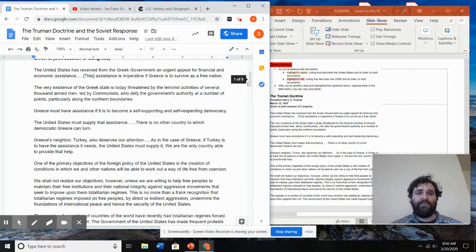The United States has received from the Greek government an urgent appeal for financial and economic assistance. This assistance is imperative if Greece is to survive as a free nation. The very existence of the Greek state is today threatened by the terrorist activities of several thousand armed men led by communists who defy the government's authority at a number of points, particularly along the northern boundaries. Greece must have assistance if it is to become a self-supporting and self-respecting democracy. The United States must supply that assistance. There is no other country to which democratic Greece can turn.